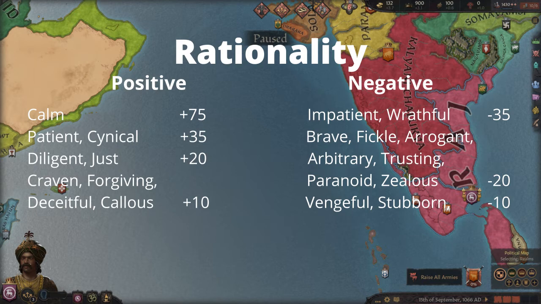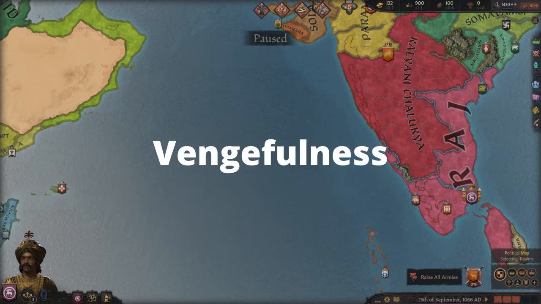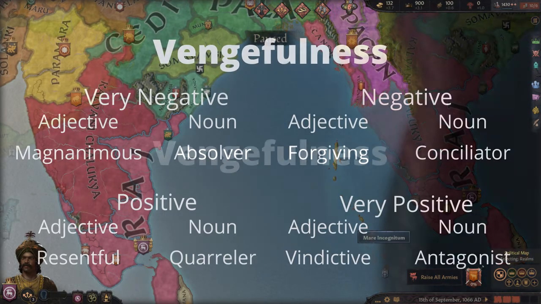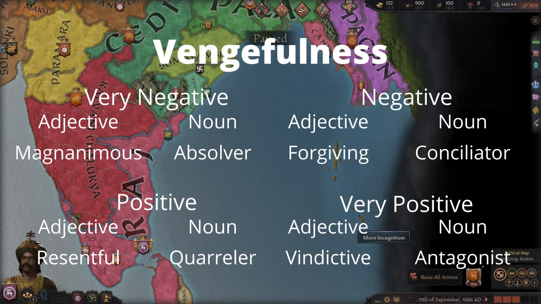AI personality attribute number 6 is vengefulness. So the very negative side of this would be magnanimous absolver, the noun. On the negative side is forgiving conciliator. On the positive side is resentful quarreler. And on the very positive side is a vindictive antagonist.